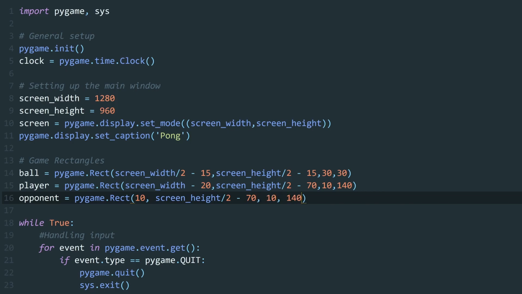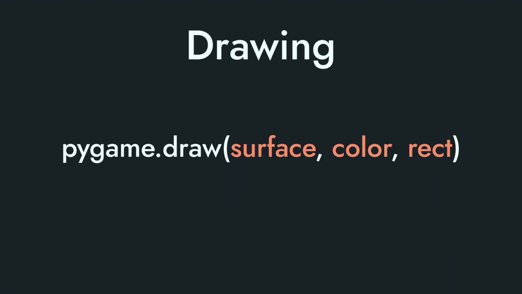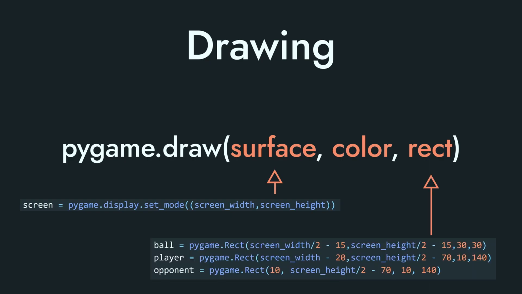For now, these are just 3 empty rectangles. To actually draw them, we need to get into the loop and use pygame.draw, which is the module with all the different options to draw shapes. To use that one, we usually need 3 arguments: the surface to draw on, a color argument, and a rectangle. Since I'm drawing directly on the display surface, that one is easy. And I also have the rectangles I need.